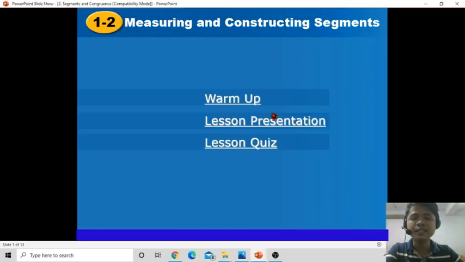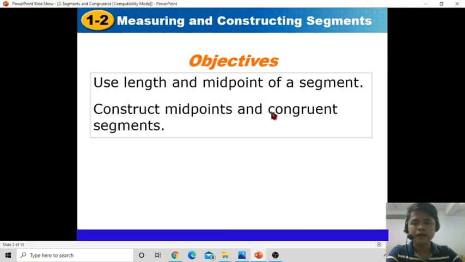Hello math learners! In this video, we will discuss measuring and constructing segments. This is the second lesson that we will discuss under geometry. In this video, our objectives are to use length and midpoint of a segment and to construct midpoints and congruent segments.